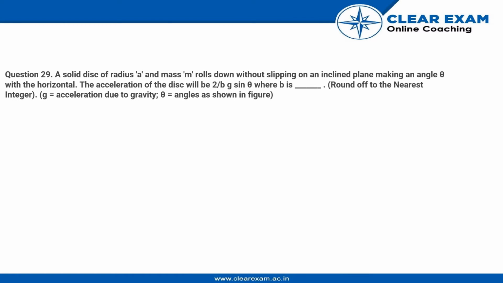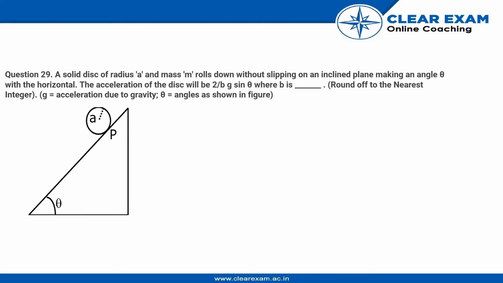Hi guys, here is another question. A solid disk of radius a and mass m rolls down without slipping on an inclined plane, making an angle of theta with the horizontal. We need to find the acceleration of the disk so that we can find out the value of b in this case. So this is the setup.